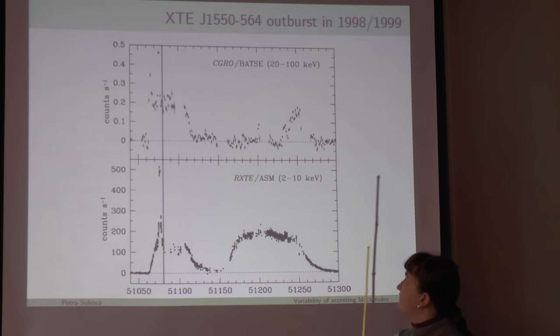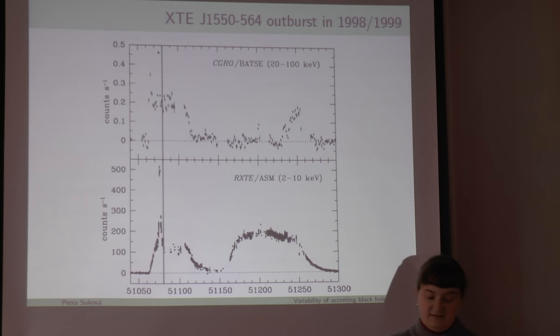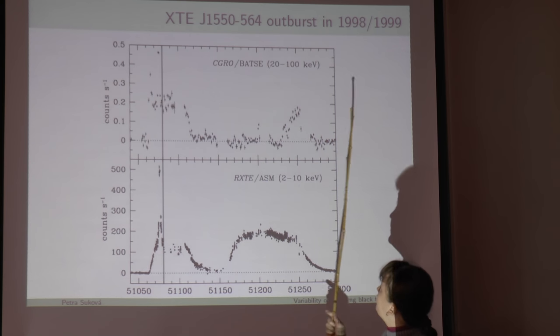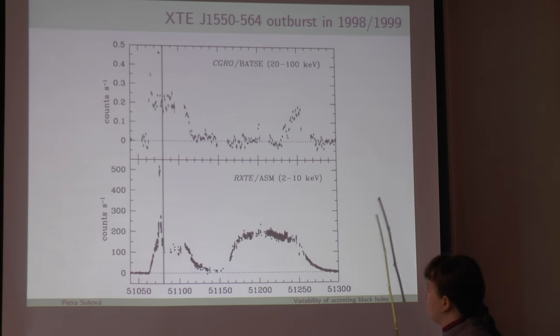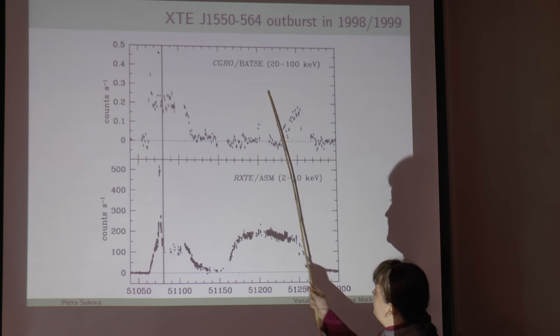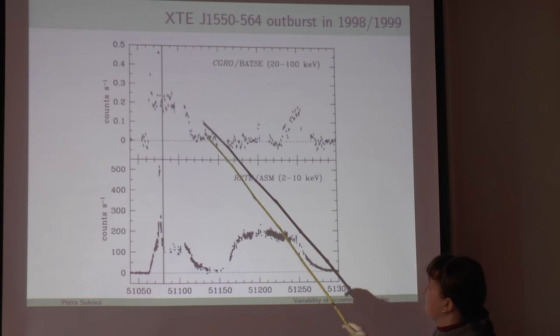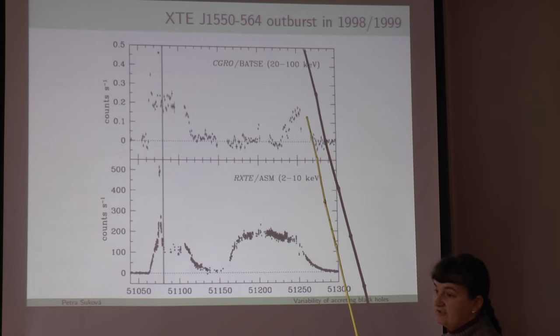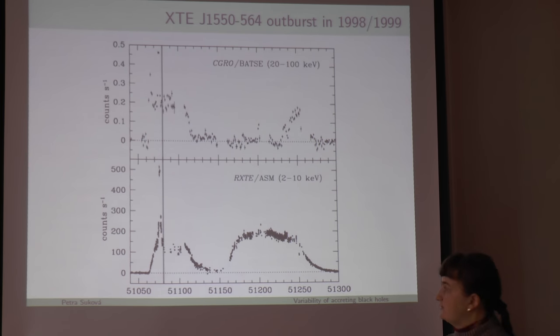So the first example is the outburst of the microquasar XTE J1550, which lasted from the fall of 1998 until the spring of 1999. On this plot you can see the light curve, which we observed by two satellites. On the top plot we have a light curve from the BATSE satellite, which measures the radiation coming from the source in the energy range 20 to 100 kiloelectronvolts.